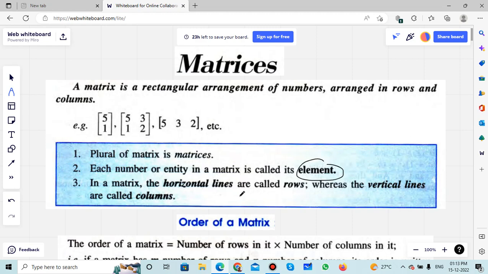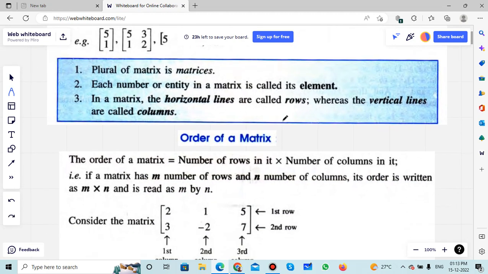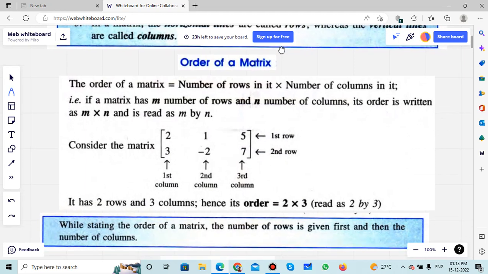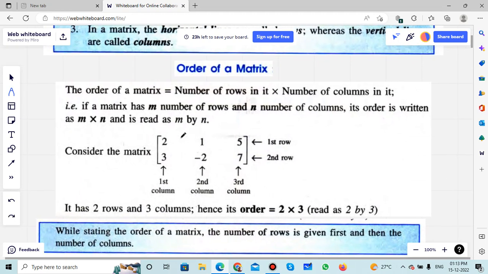In a matrix, there are horizontal lines which we call rows, and vertical lines that we call columns. I already explained that to you. Now comes order of matrix. What is the order of matrix? You can see in this case we have got 1, 2, 3, so 3 elements are in a row. It's a row, another row. So how many rows are there? One row and another row, 2 rows. How many columns? 1, 2, 3 columns again.